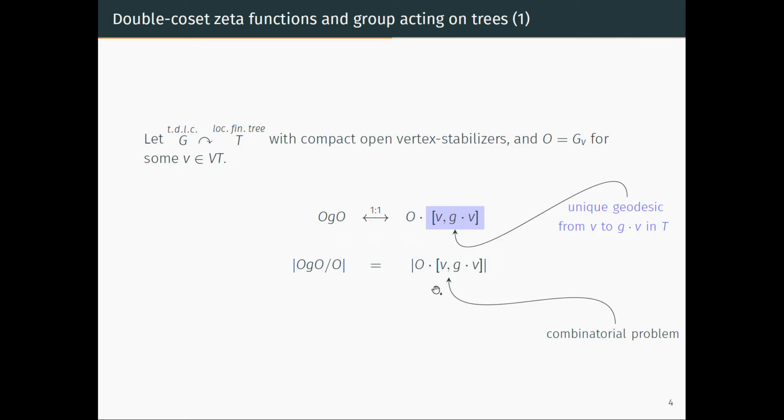So computing double-coset zeta functions in this case becomes a more combinatorial problem. However, in general, it seems to be hard to find a unified approach for computing these quantities. Assuming some transitivity properties on the action, we will see that we will be able to express a formula of these quantities in terms of local data of the action.